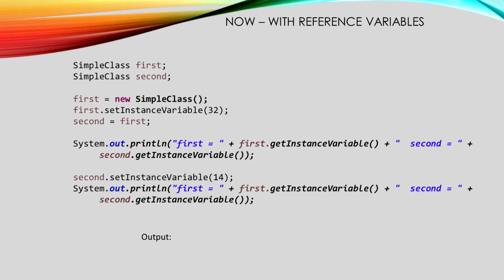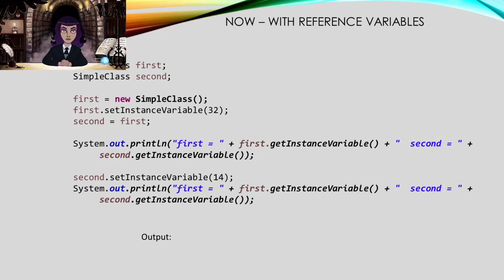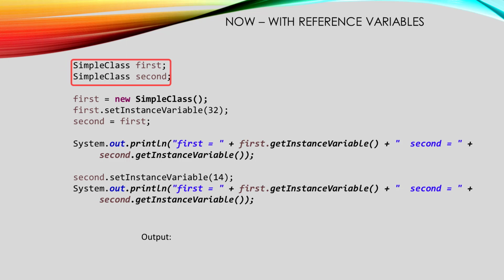For this example, suppose we've created a class named SimpleClass that has one instance variable named instanceVariable and a getter and a setter for that variable. Go back and play the description of that class again. You should be able to get a vision of what that code looks like. Now, our example variables, first and second, are SimpleClass variables.